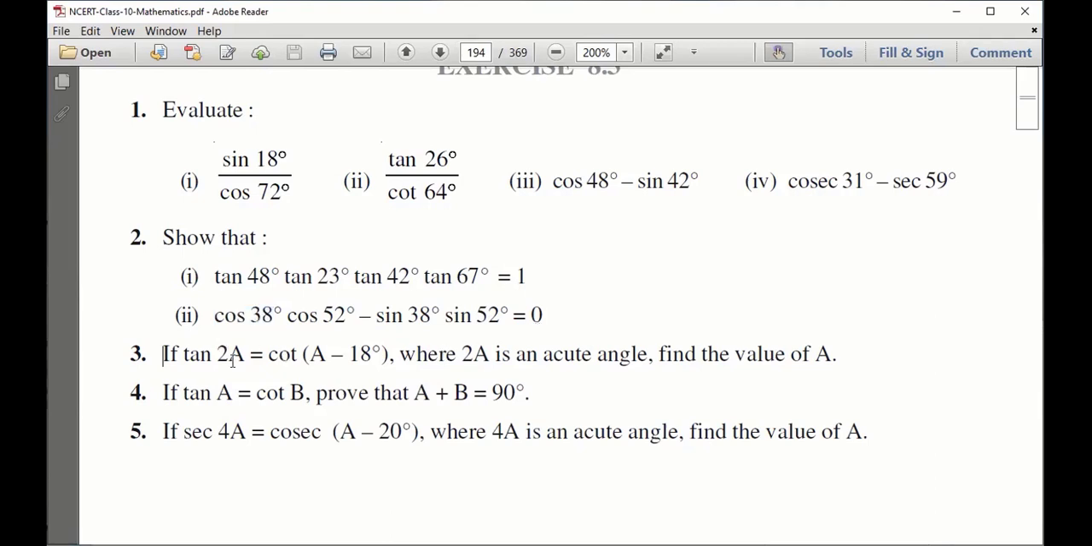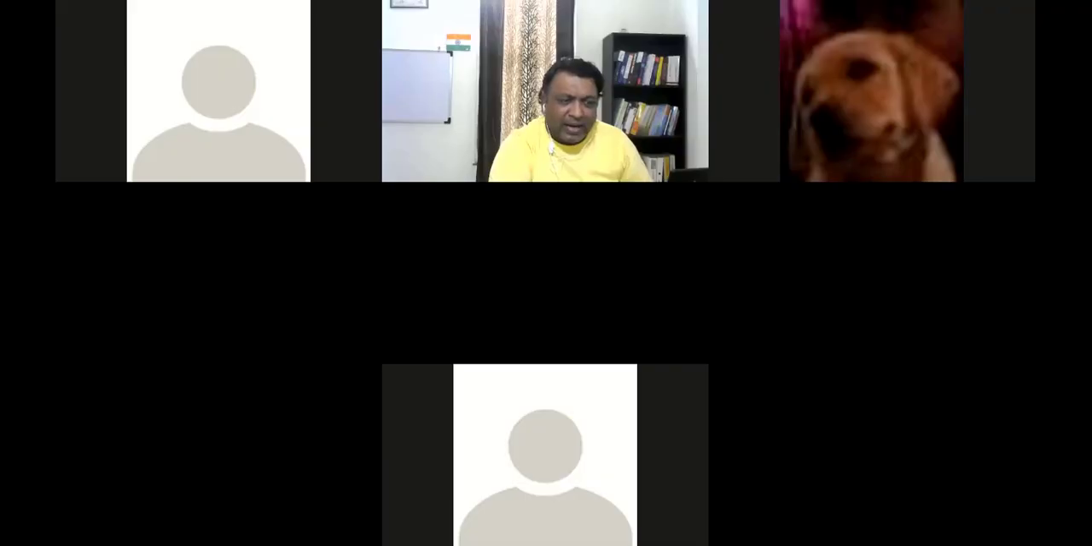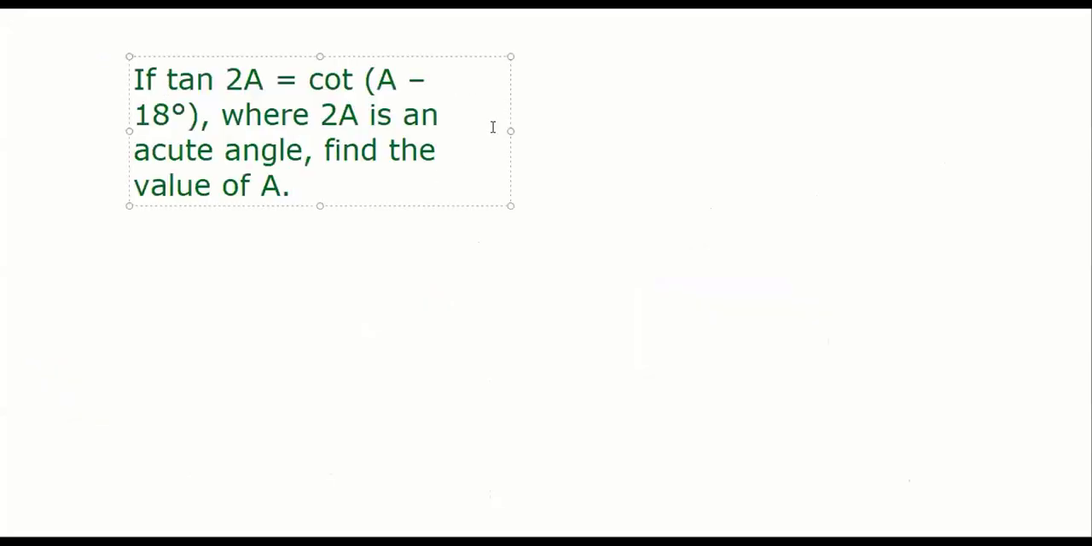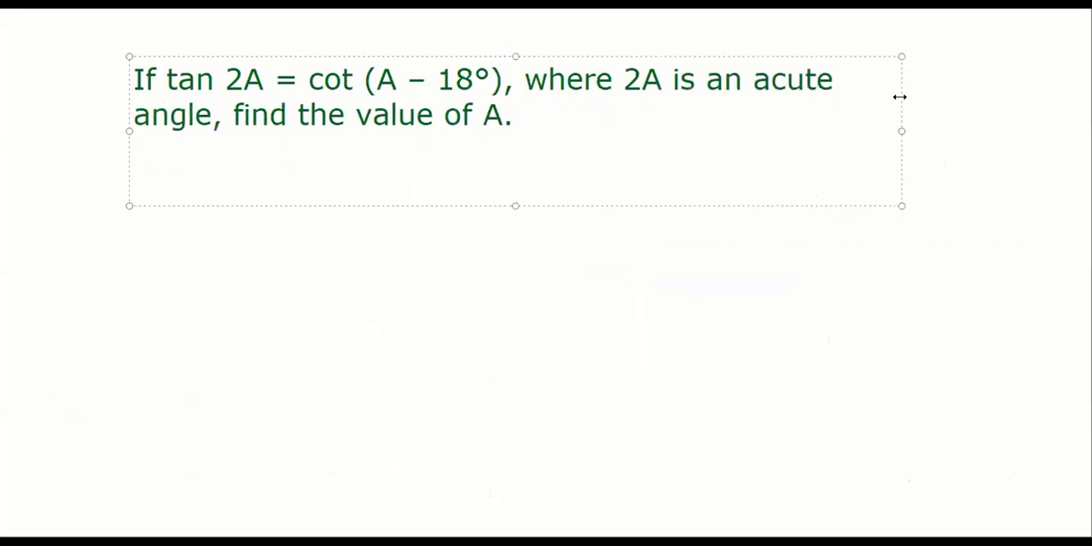Now question 3 I will explain on the whiteboard, though some of you might know it, but let me put it on the whiteboard. And shall I erase the remaining part of the whiteboard? You understood this? Because it will take a lot of time to write again. Clear. Now the question is this. If tan of 2a is equal to cot of a minus 18, where 2a is an acute angle, find the value of a.